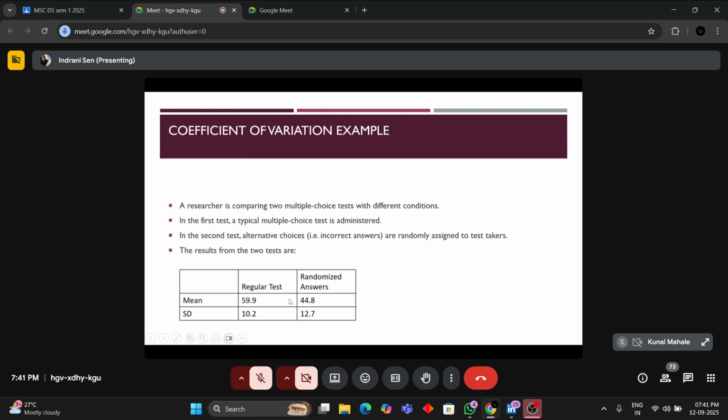So we also have something else. Here, basically, we can compare two lists. That is the use of variance. For example, you have two multiple choice question tests. You can compare them by calculating the standard deviation or the quartile deviation, and see which multiple choice questions have more variations. Here you can see the randomized answers have more variations.